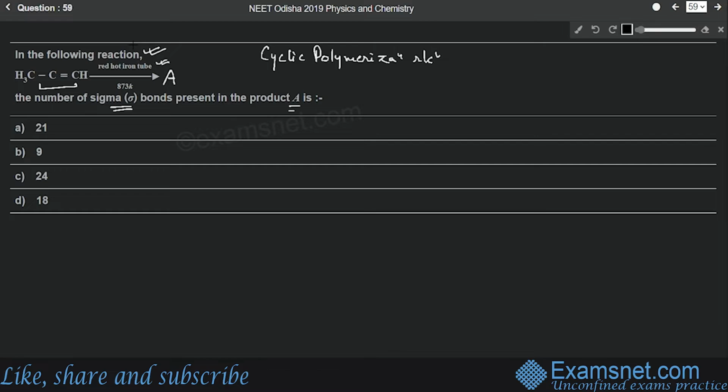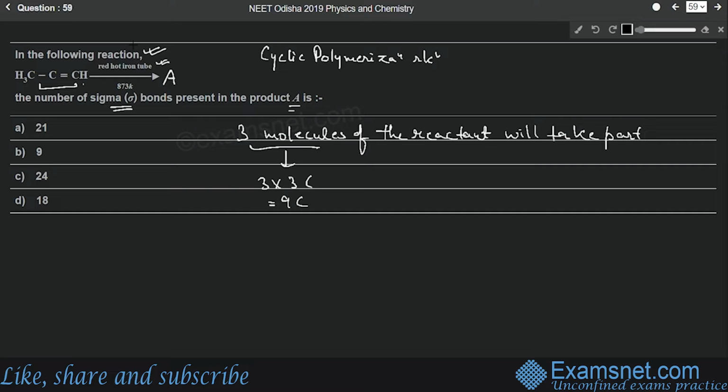Now here we have 3 carbons in the reactant and 3 molecules of this reactant will take part in the reaction. One molecule has 3 carbons, so 3 molecules will have 3 into 3 carbons, that means 9 carbons. Out of these 9 carbons, 6 carbons will be utilized in making the cyclic ring, that means the benzene ring. So this is the benzene ring with alternate double bonds, and the remaining 3 carbons will be present as methyl groups. So one methyl group here, one here, one here, and at the remaining positions hydrogen will be there. So this is the product A.